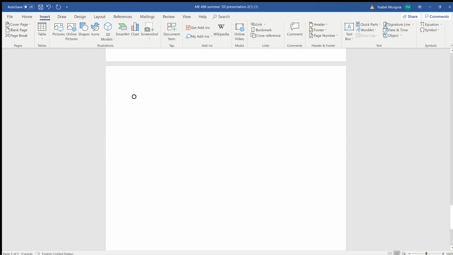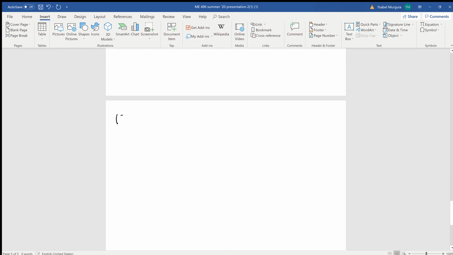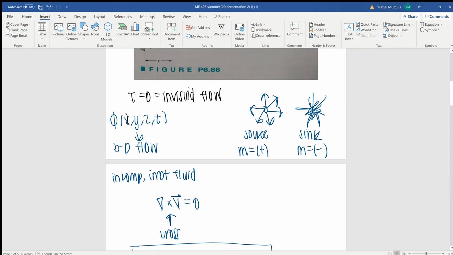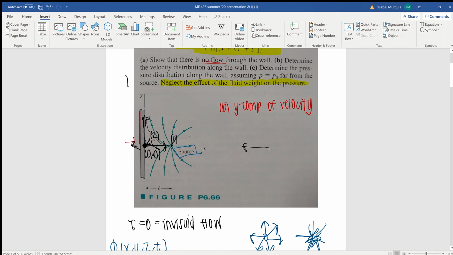Okay, part C. So for part C, they're asking us to determine the pressure distribution along the wall. So for that, we can use Bernoulli's equation. And for Bernoulli's equation, we do have to define 2 points. So I'm going to go ahead and define this point here as point 1, and this point there on the wall as point 2. Okay, because we are trying to find the pressure distribution along the wall. So it makes sense to have a point at the wall.